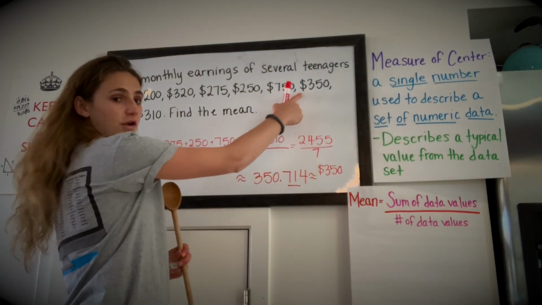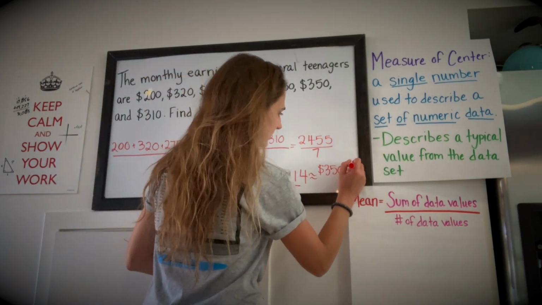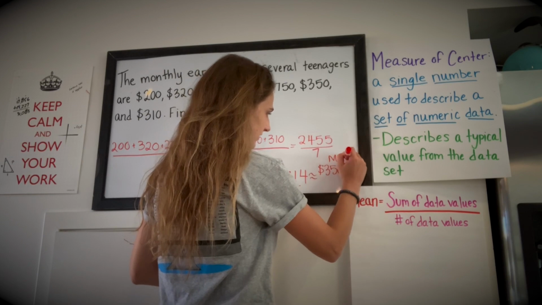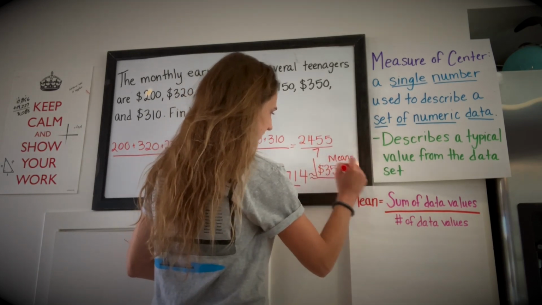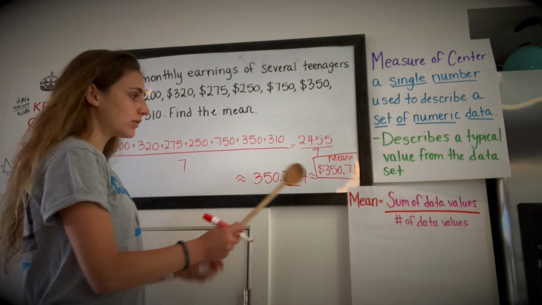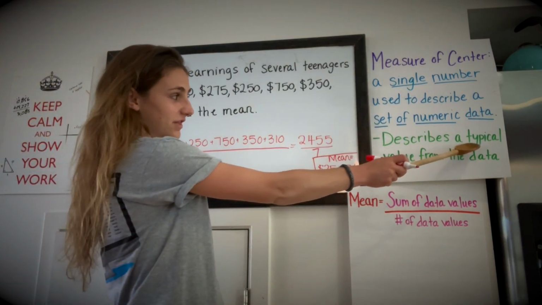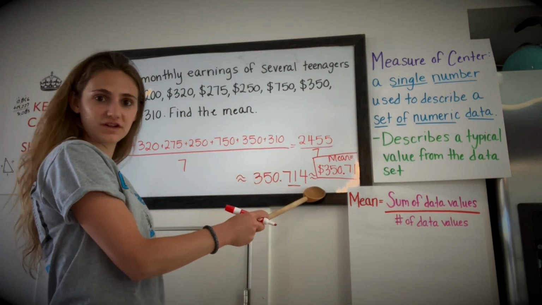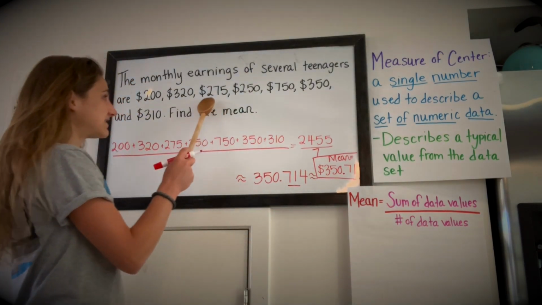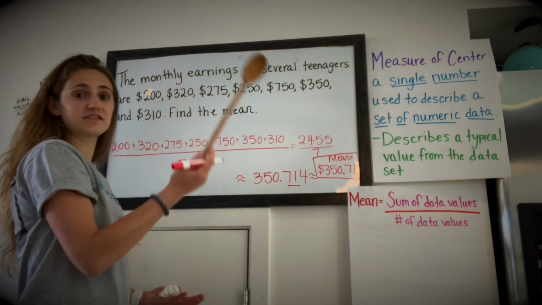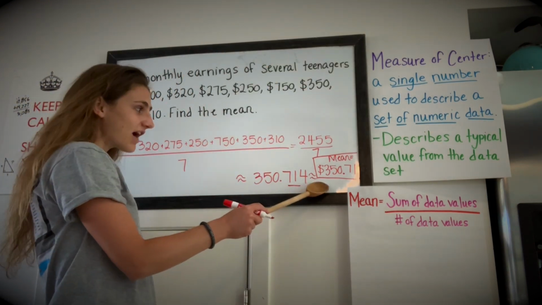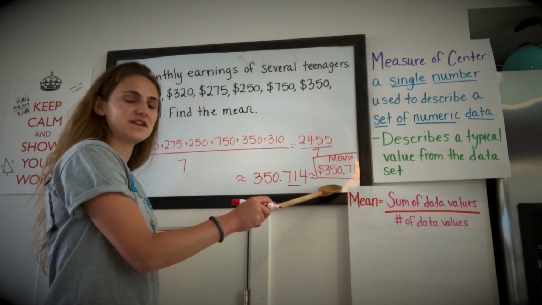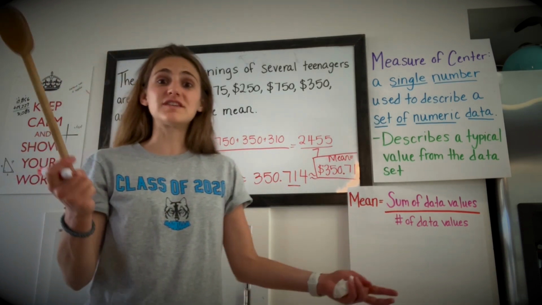$350. Remember, dollars is our unit. And 71 cents. That is the mean of our data set. And what this tells us is that the typical teenager in this data set earns $350.71. Some of these teenagers earn less, some of these teenagers earn more, but the average or the typical or the mean is $350.71.